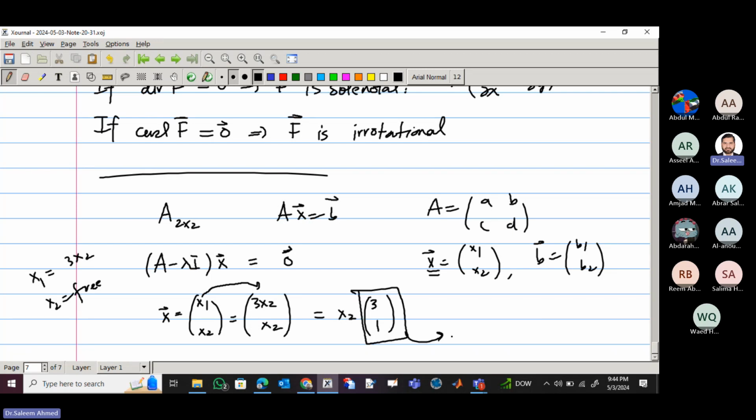I will call this my eigenvector. I will say that my eigenvector is just (3, 1), because I am only interested in the direction. By changing the value of x2, I am only changing the length of this vector, not the direction. If instead of x2 equal to 1, I take x2 equal to 2, it will become (6, 2), which is just double the vector, 2v. So direction does not change. So I can just pick the easiest possible thing, x2 equal to 1, and the remaining vector will become my eigenvector. Is that clear?